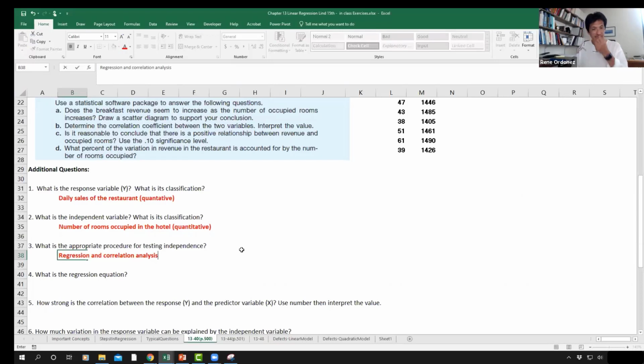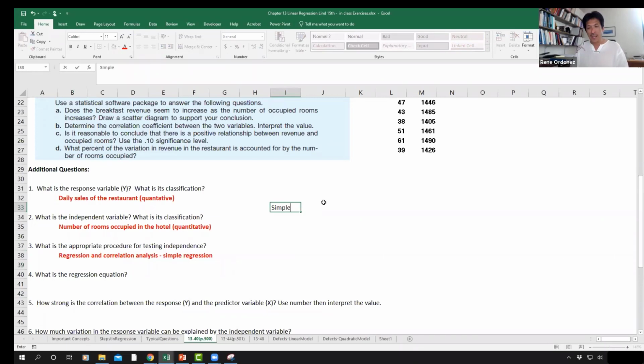Okay. Now, specifically, which kind of regression and correlation analysis? Well, here we will be saying simple regression analysis, as compared to multiple regression analysis. Okay, so what's the difference between a simple regression and multiple regression?